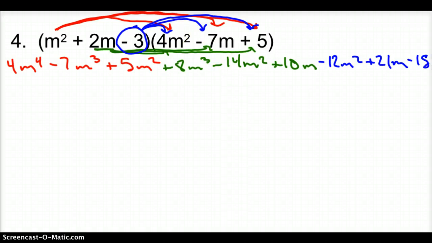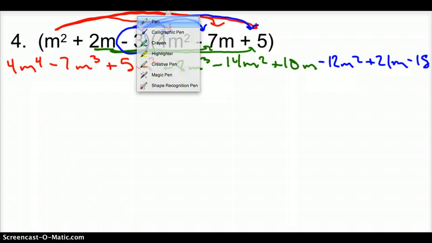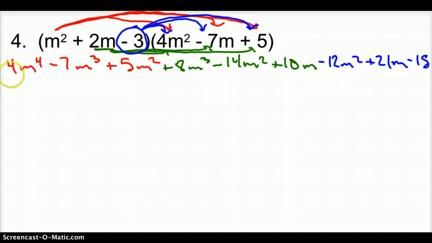It does require some thinking. And now we just have to simplify. There is nothing here with an m to the 4th, so it's 4m to the 4th. Now, how many cubes do we have? Well, here I have a cube. Here I have a cube. Do I have any more? No. But I am left with plus m cubed.